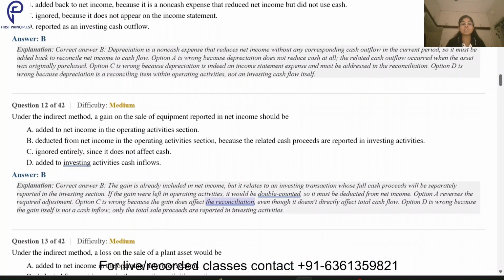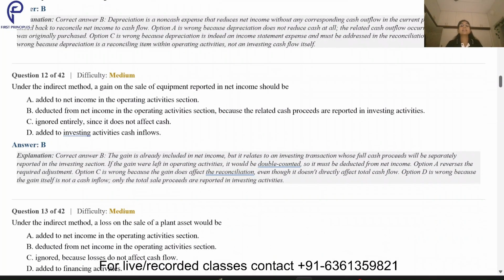Then question number 12. Under the indirect method, a gain on sale of equipment reported in net income should be. A gain on sale of equipment is done what under the indirect method? It will be reduced. It will be deducted from my net income. Why? Because the actual sale amount, the proceeds from sale of that equipment will be recorded in my investing activity.